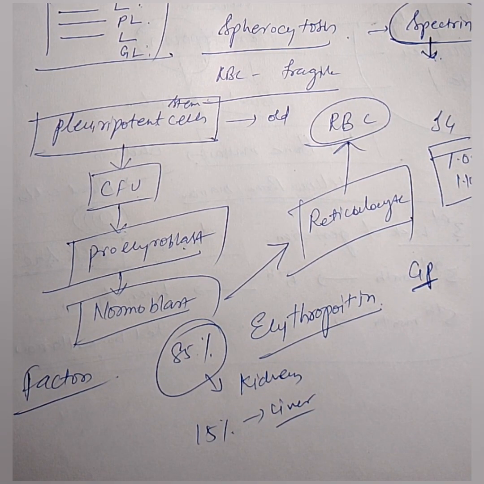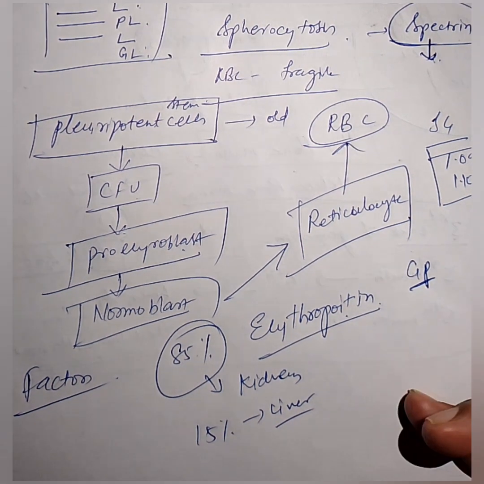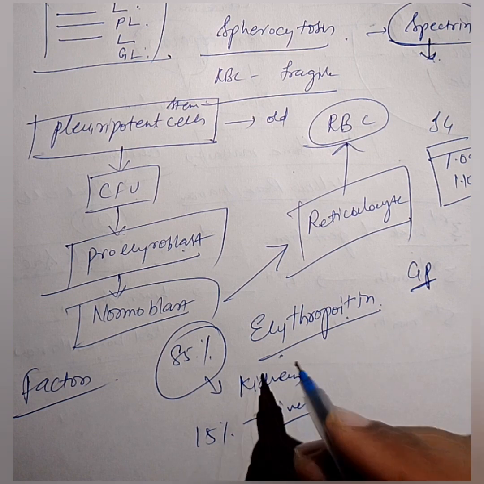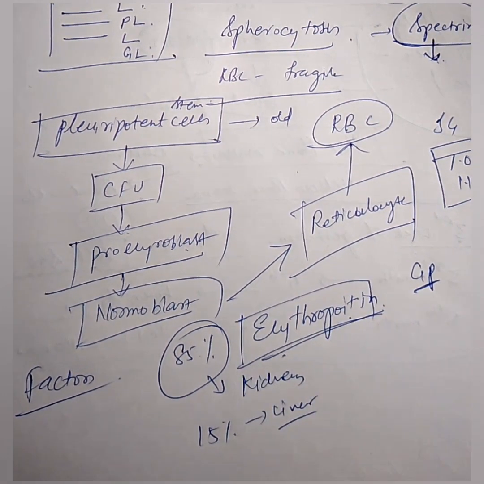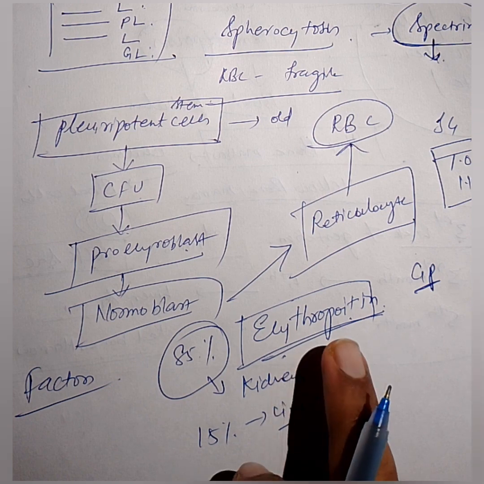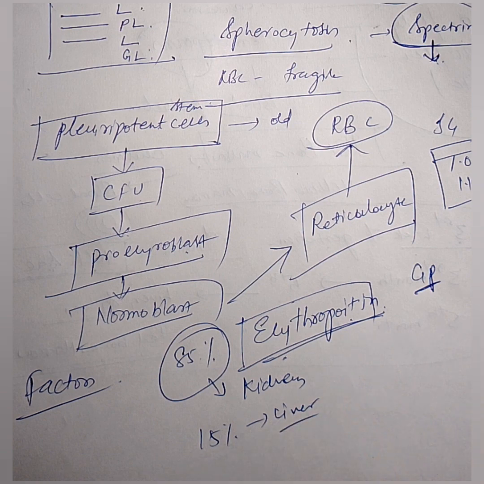So indirectly, if the kidney fails, the production of erythropoietin fails, which results in a decrease in the production of RBC. So kidneys are directly involved in the production of RBCs because of the production of erythropoietin. Erythropoietin is the main factor in the RBC, and because of this erythropoietin, the production of RBC will be increased.